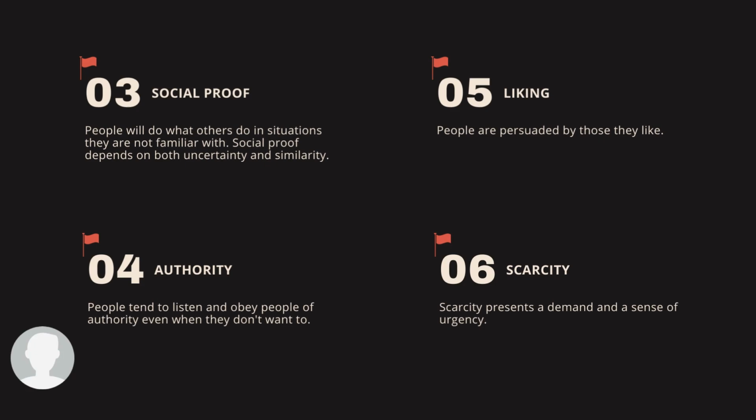So for authority, people tend to listen and obey people of authority even when they don't want to. So this goes for parents, your boss. It can be legal terms like you'd comply with peace officers or judges. There's also organizational, like your boss, or at school you have a teacher, somebody that has higher authority that you have to basically follow.